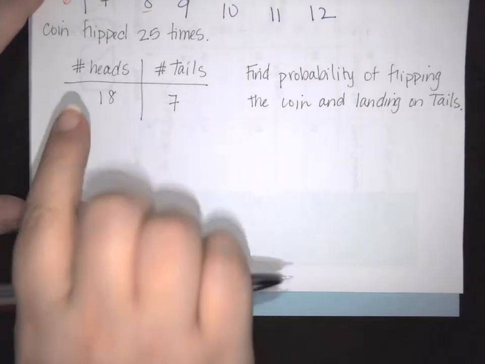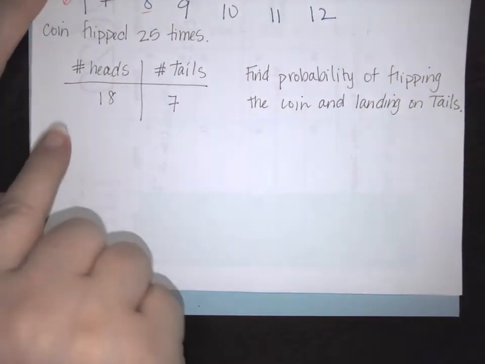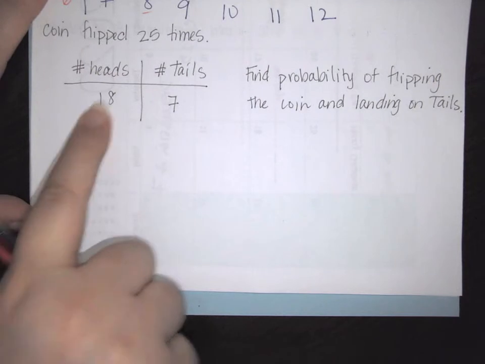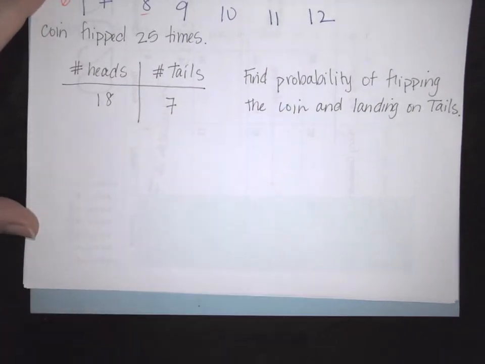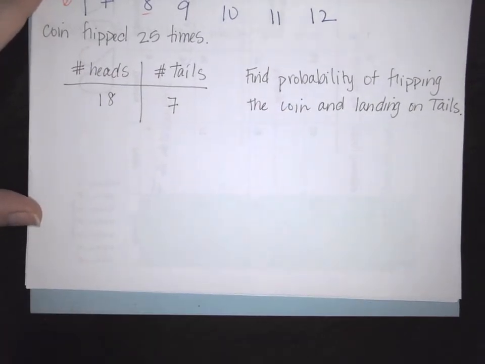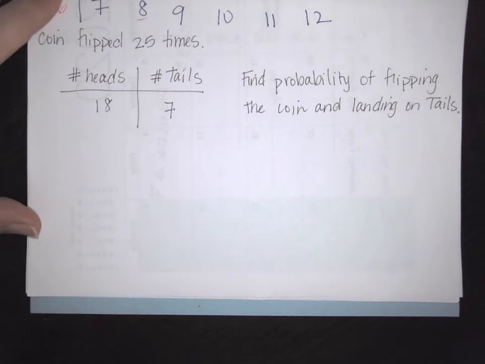Alright, let's look at this next one. So here we're flipping a coin 25 times. I flipped 18 heads and 7 tails, and I want to know the probability that the next time I flip my coin it's going to land on tails.